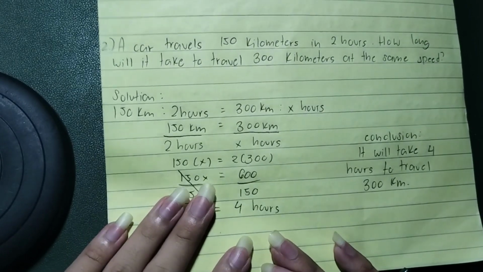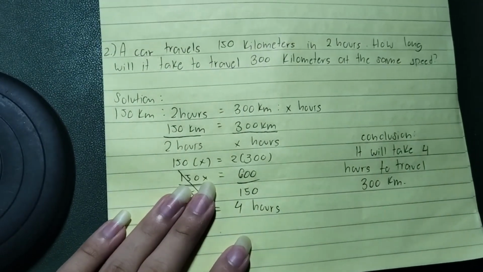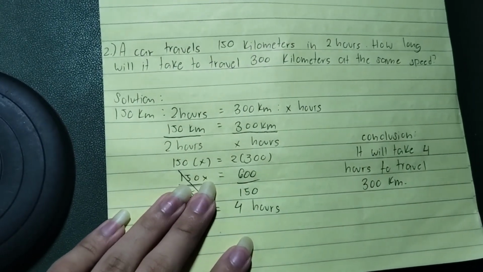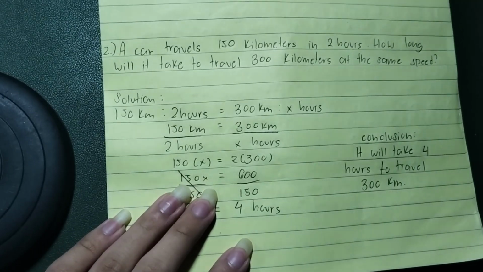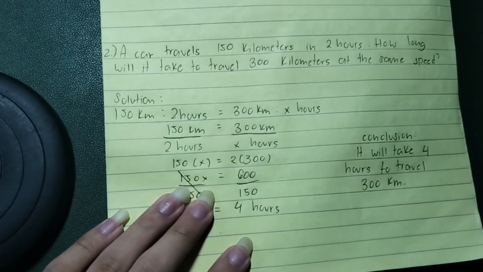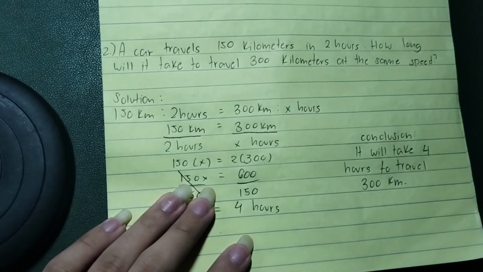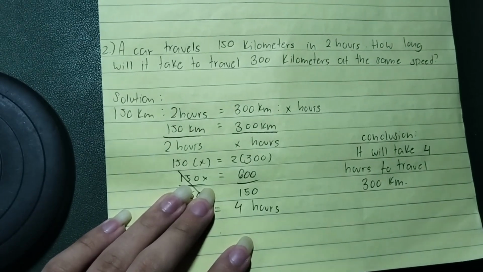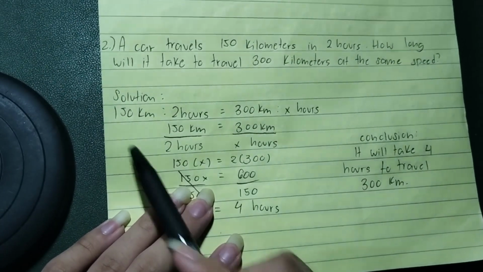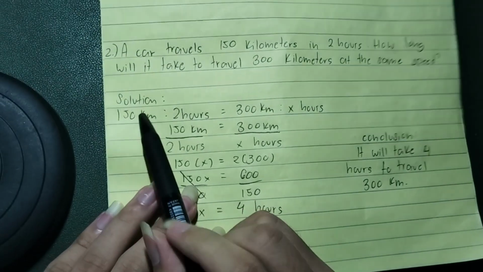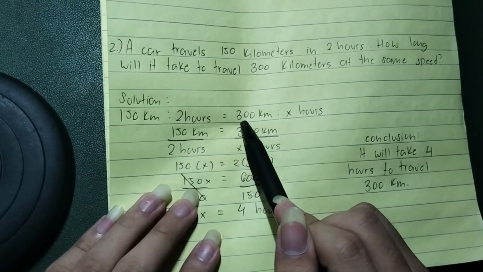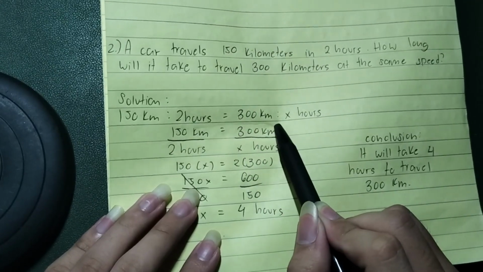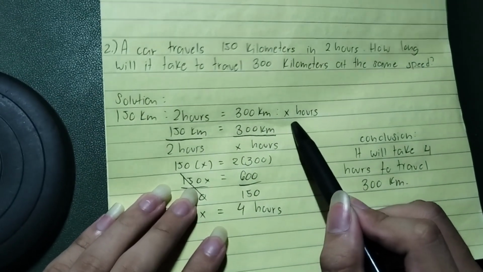I have here the second example. A car travels 150 kilometers in 2 hours. How long will it take to travel 300 kilometers at the same speed? So, first step, we can set up the proportion to represent the relationship between distance and time. We can do it like this: 150 kilometers is to 2 hours equals 300 kilometers is to x hours.